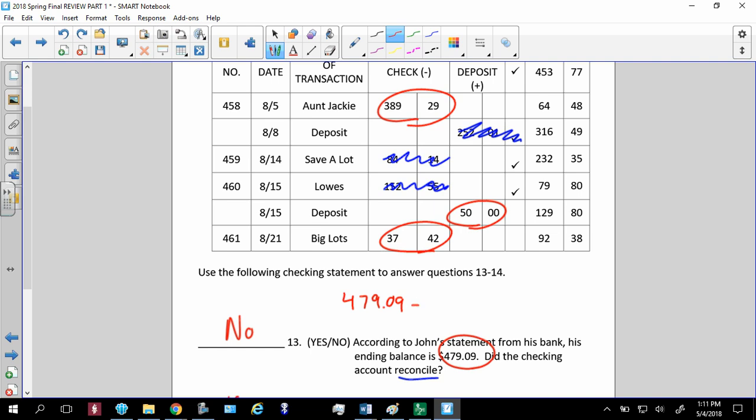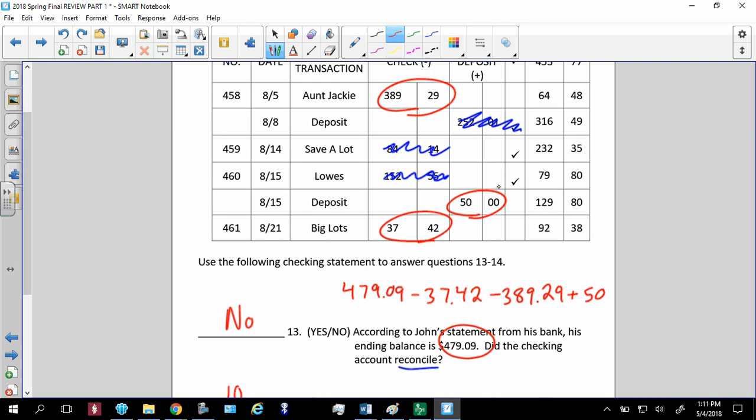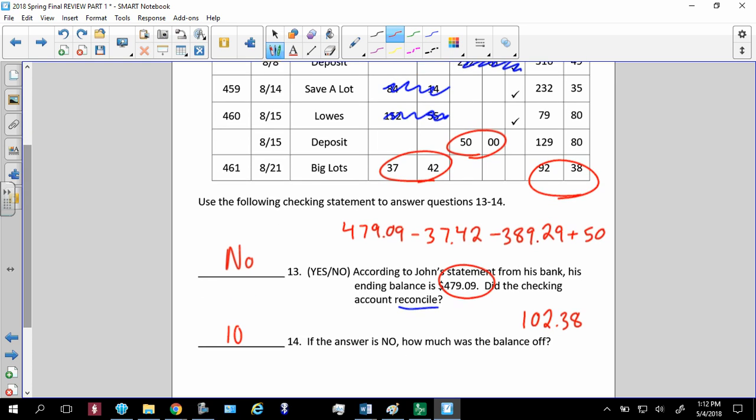You are going to subtract any check that has not been cleared, and then you are going to add any deposit that has not been cleared. When you get your answer, it should match $92.38. Now, as you can see, I put no, it does not match. It actually equals $102.38. So then, if the bell rings, I'm going to keep the video going.